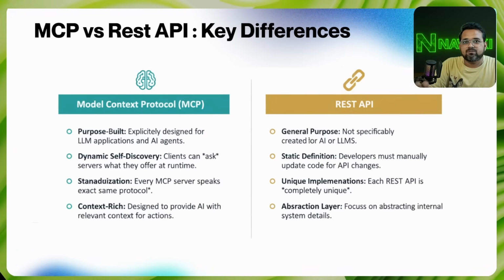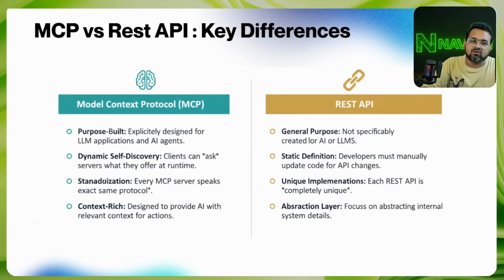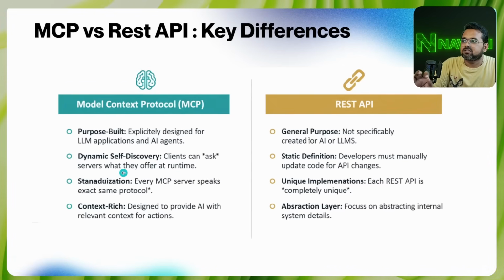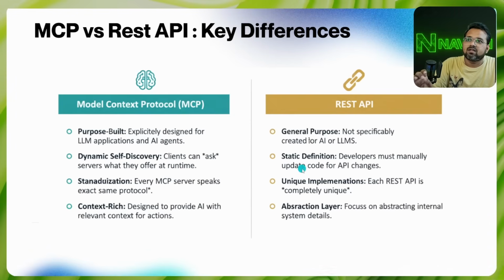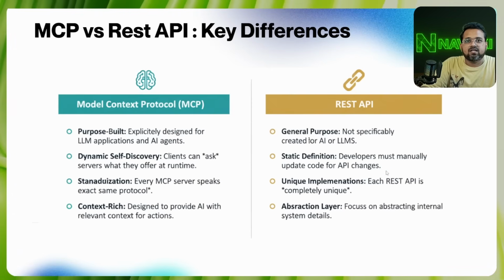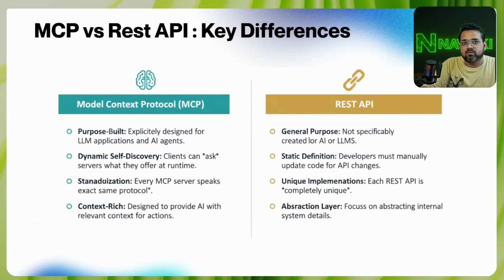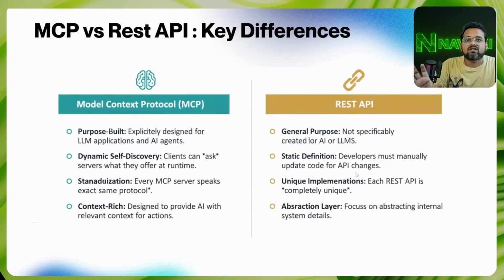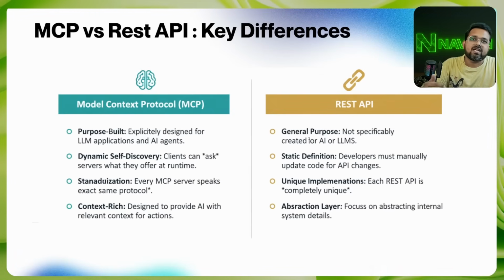But the job of MCP is not just to execute something on the server, it can also execute on the local end. Second is dynamic self-discovery. The client can ask the server what they offer at runtime. REST API has a static definition, so developers must actually update code for API changes. Suppose I have an endpoint and the backend developer changes the endpoint and its parameters and response. So the backend developer has to tell the frontend developer that these are the new changes of the endpoints, and the frontend developer has to make the changes in code on the frontend and deploy it again.